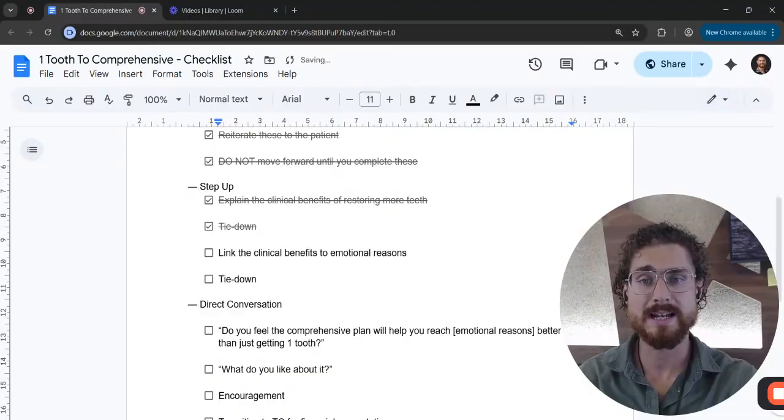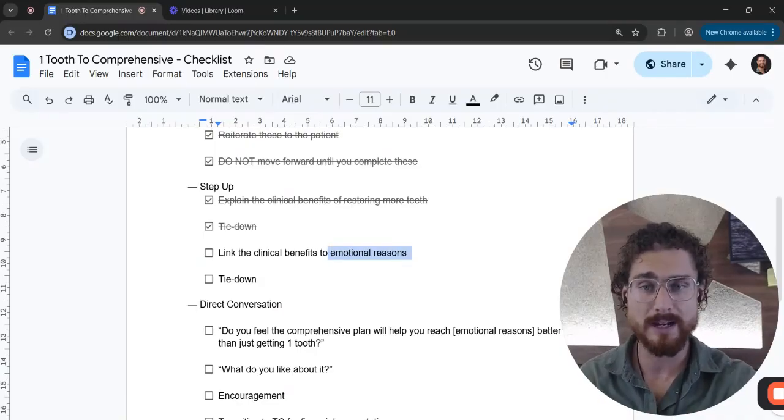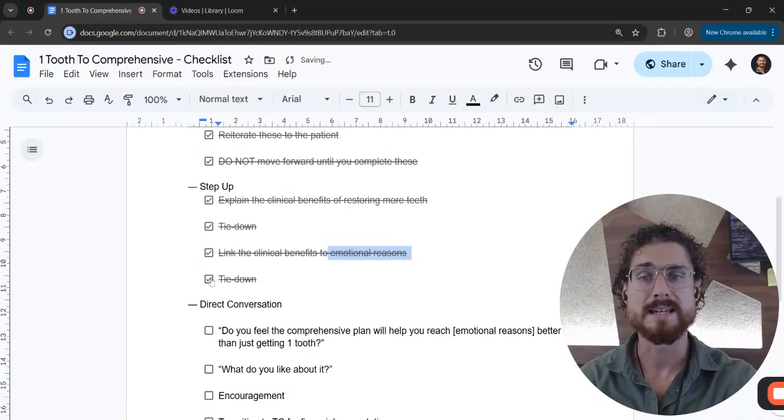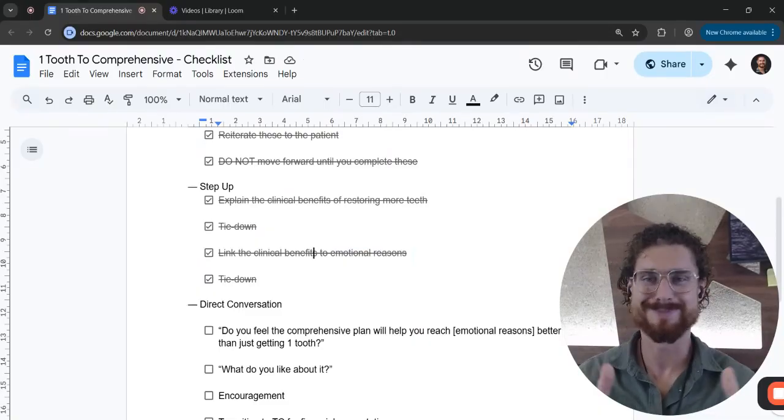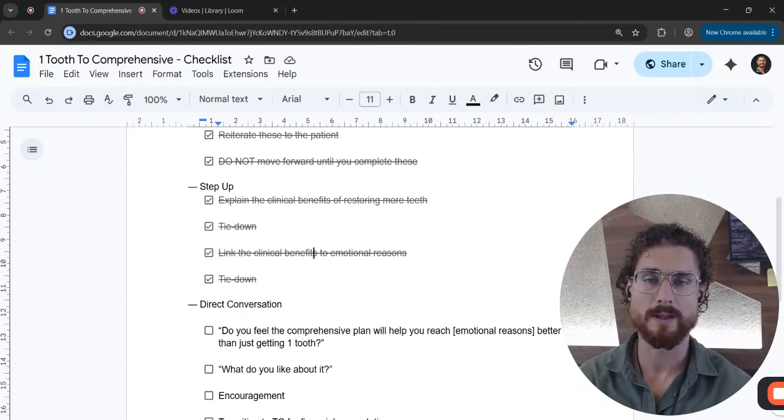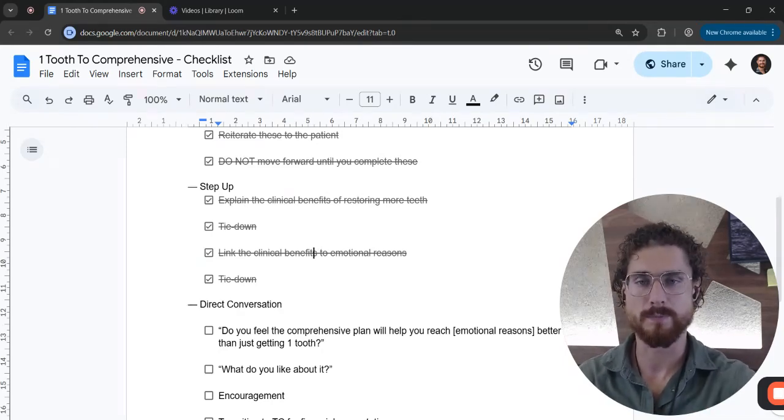Again, if the patient can't explain how the new treatment affects their emotional needs, they're never going to be interested in it. So we want to explain the connection and then ask them if they agree with that connection. Ask them why. Get the tie down, because if your patient starts to say, yeah, if I had a straighter, brighter smile, I would feel even more confident in my dating life, now you're in a great position for them to accept that case and to move forward.